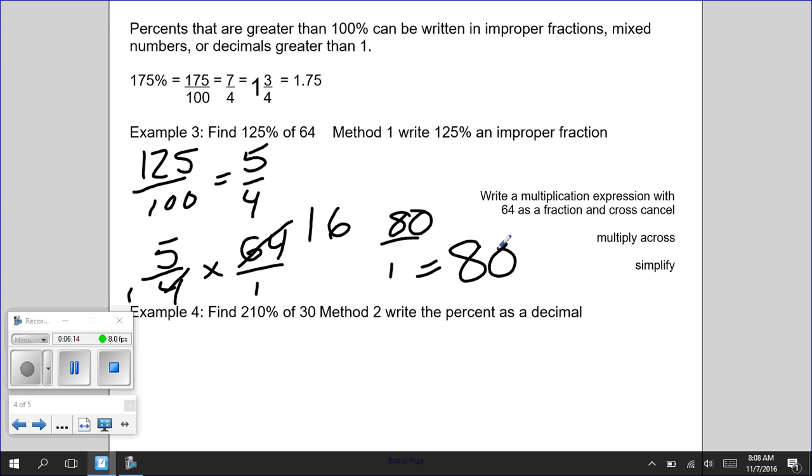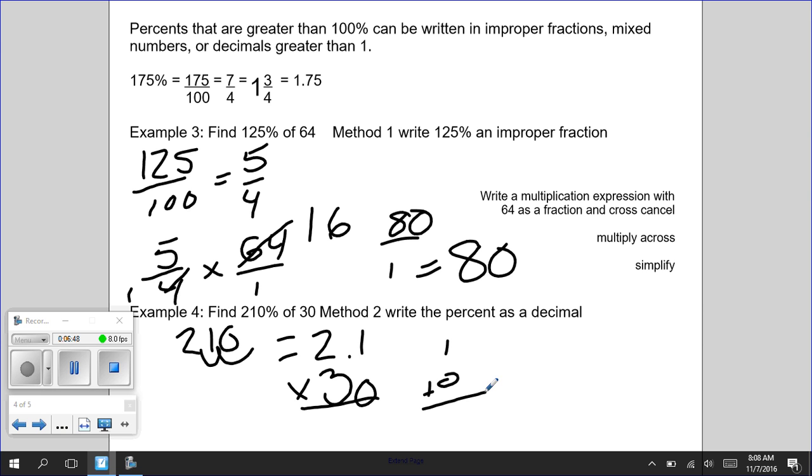And then example 4, this time they want us to take 210% of 30, and they want us to write the percent as a decimal. So 210%, you take that decimal and you move it over twice. That equals 2.1, because we don't need to write the 0. So we're going to take 2.1 and we're going to multiply it by 30. 2.1, you'd have to move the decimal over one place. For 30, you would not have to move the decimal over because there is none, so that'd be a 0. So when we're done, we're going to have to move it back in one place.